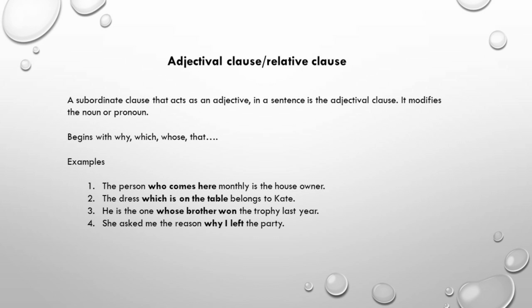இதுக்கான எக்ஸாம்பிள்ஸ் பார்க்கலாம். The person who comes here monthly is the house owner. இந்த சென்டென்ஸ் பாருங்க. The subject is the person. இந்த சப்ஜெக்டை மாடிஃபை பண்ண யூஸ் பண்ணுறது "who comes here monthly" அப்படிங்கிற clause. Since this clause is modifying the noun, this is an example of adjectival clause. The second one is, the dress which is on the table belongs to Kate. In the sentence, "the dress" அப்படிங்கிற சப்ஜெக்டை மாடிஃபை பண்ண யூஸ் பண்ணுற adjectival clause தான் "which is on the table".